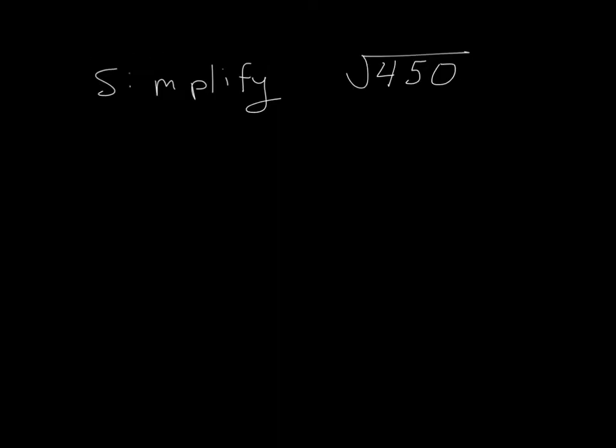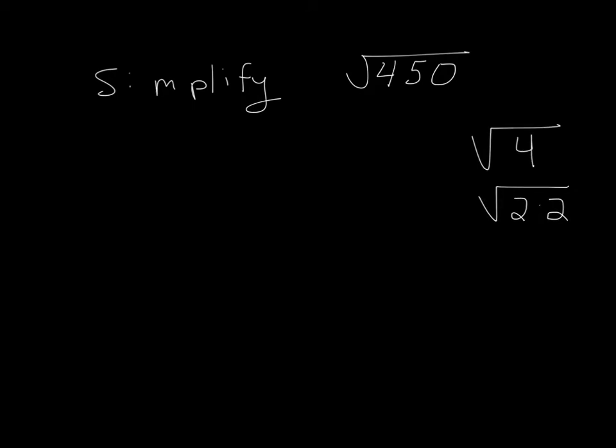Here we go. All right, so the next problem is 450. But now what this one says is simplify the square root of 450. And even before we do that, let me just off to the side here remind you, if I ask what's the square root of 4? We all know it's 2. But the reason it's 2 is because inside of that radical would be the same number twice, 2 times 2.